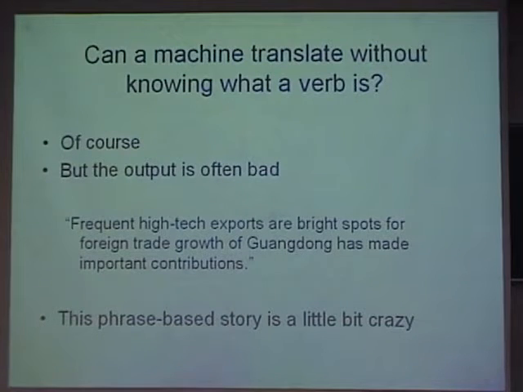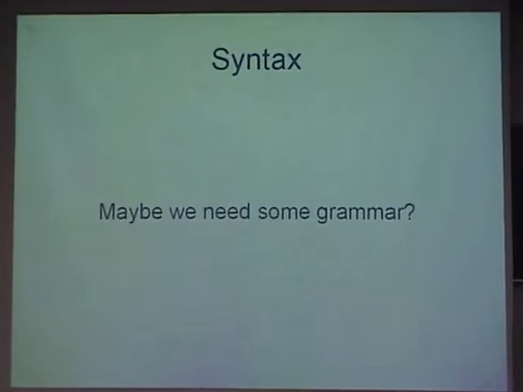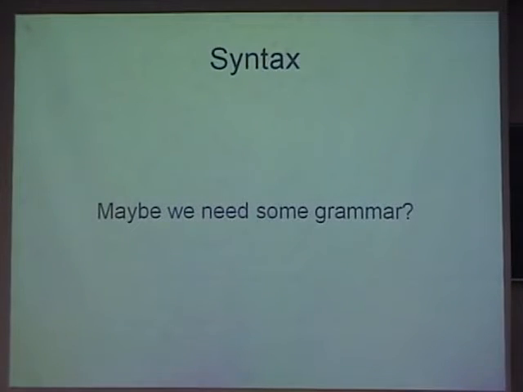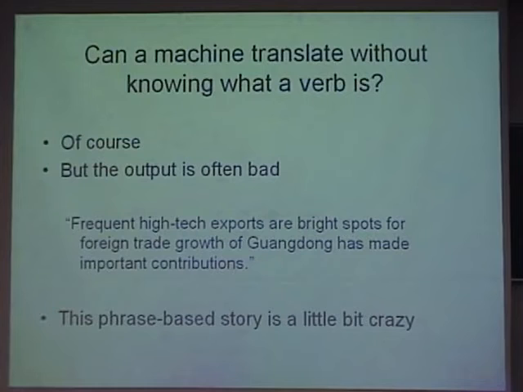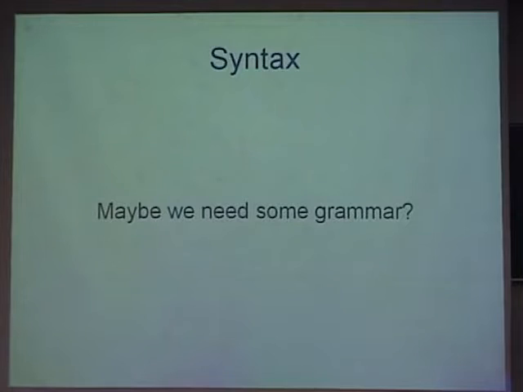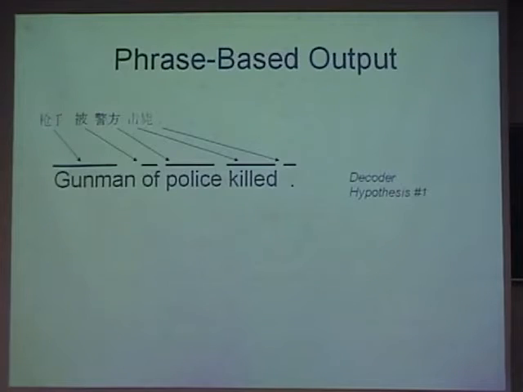And so this kind of story about pulling these rectangles off the chart is a reasonable first approximation, but it breaks down almost all the time for Chinese to English translation, for example. And so it needs to be improved. So that's where we get to syntax. If you look at that sentence, it's not very good syntax, and we'd like to be able to improve that. So maybe we need some grammar. So the way we're going to introduce grammar here is a very simple idea.